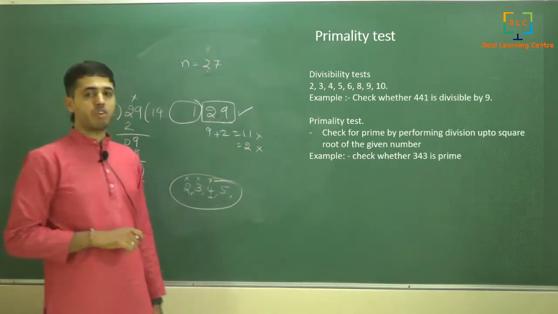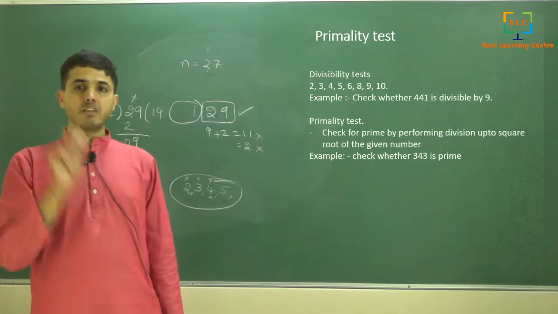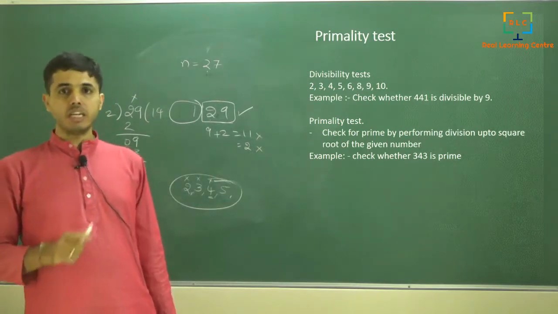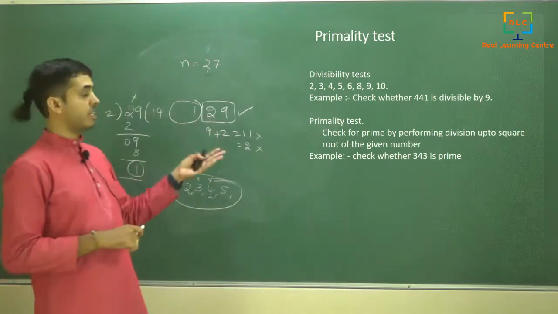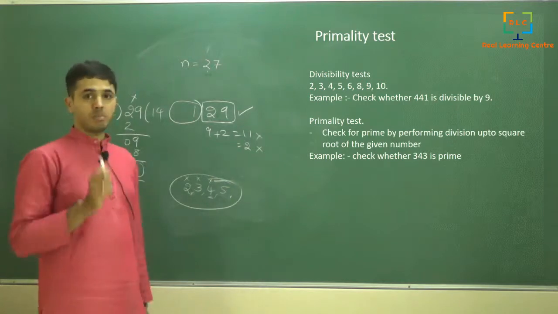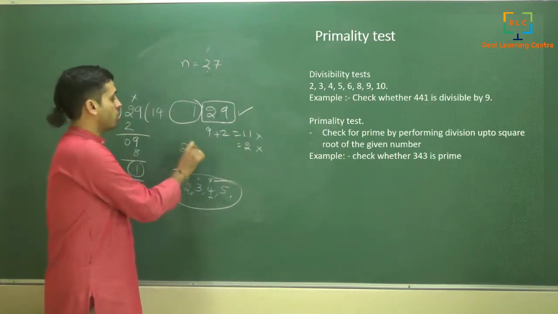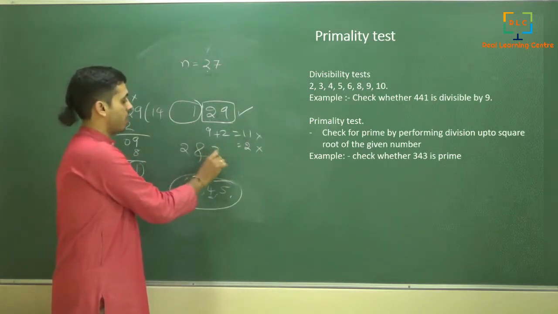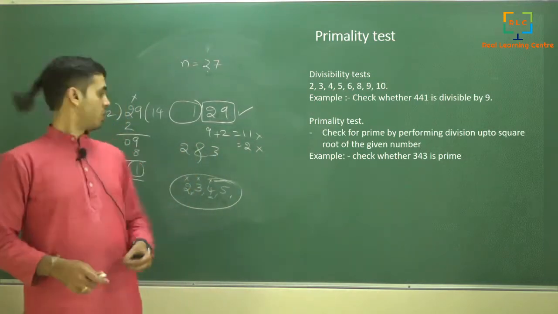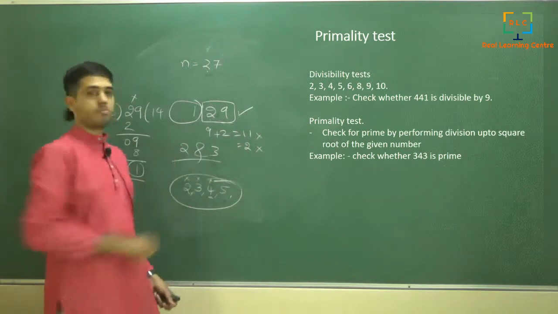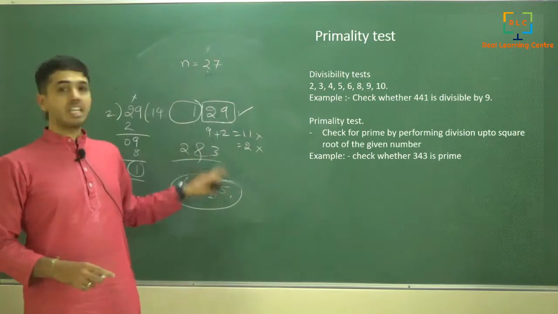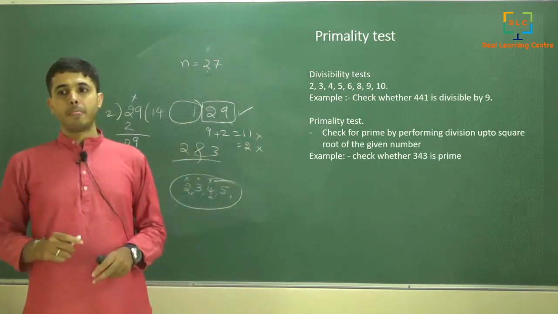And what about the divisibility test for 5? If a number is divisible by 5, it has to end with 5 or 0, only then it is divisible. Now what about the divisibility test for 6? If a given number is divisible by both 2 and 3, only then it is divisible by 6. Yeah, both 2 and 3. Given a number, if it is divisible by both 2 and 3, then it is divisible by 6.